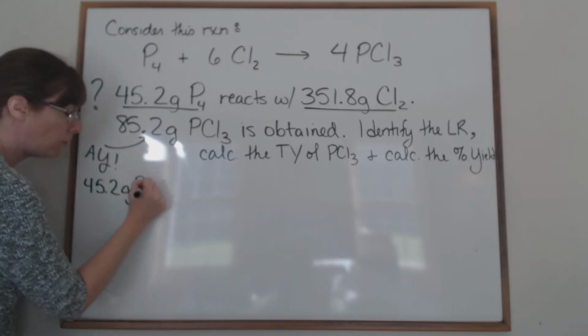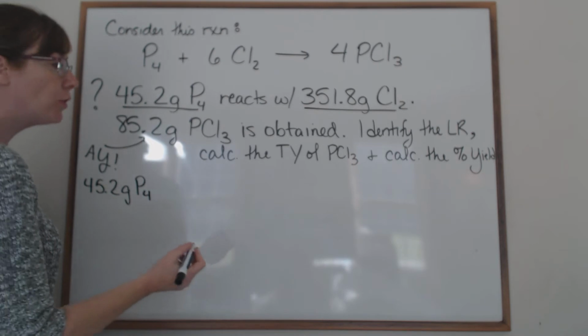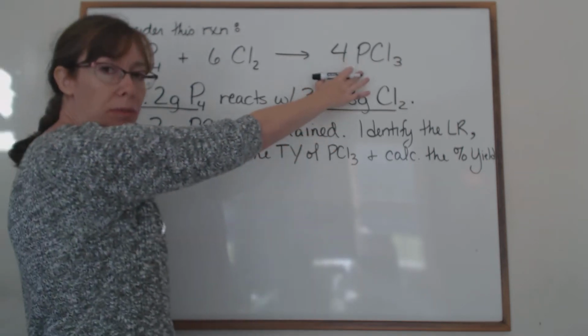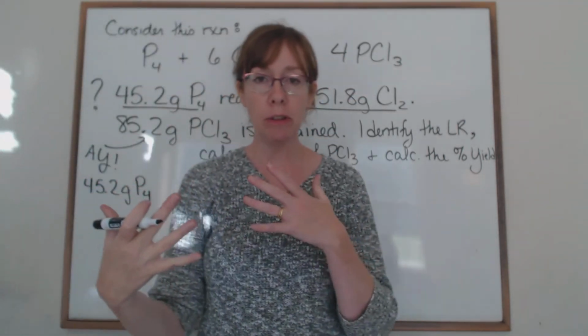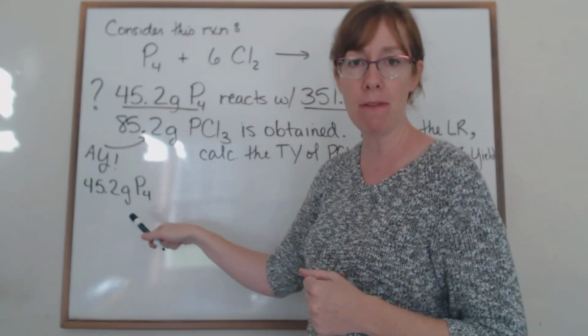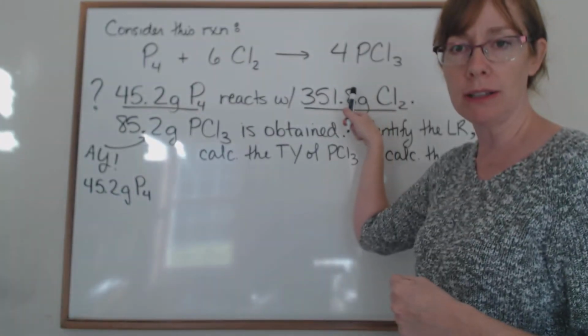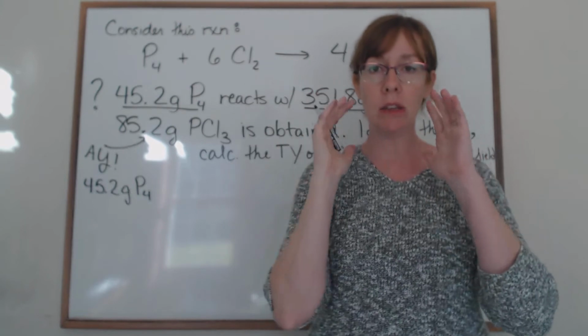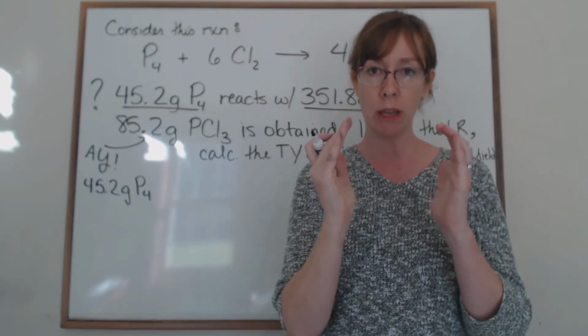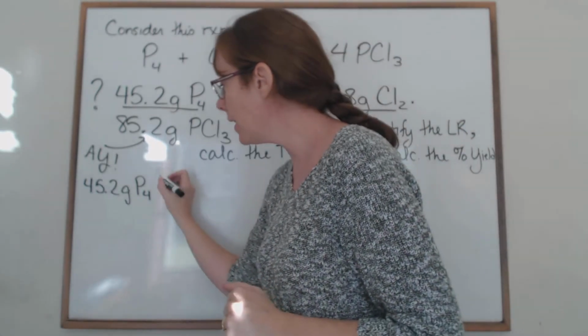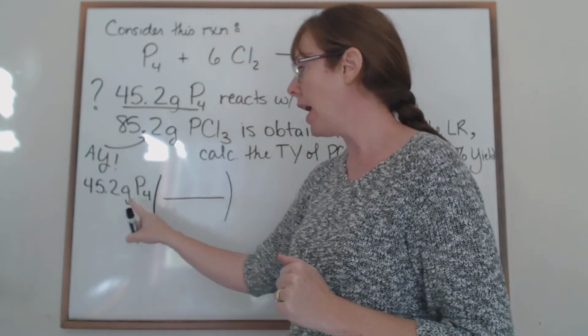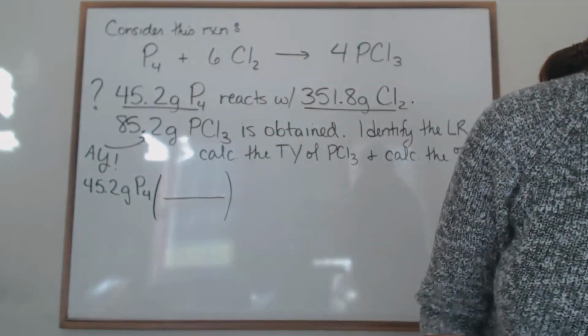45.2 grams of P4. Now, I'm trying to figure out how much product it will make. That means it's a stoichiometry question. I have info about P4. I'm trying to figure out how much product it makes. The way that I do that is utilize a mole-to-mole ratio, stoichiometry. But I cannot do that yet because I'm not in moles. I need to convert this to moles.